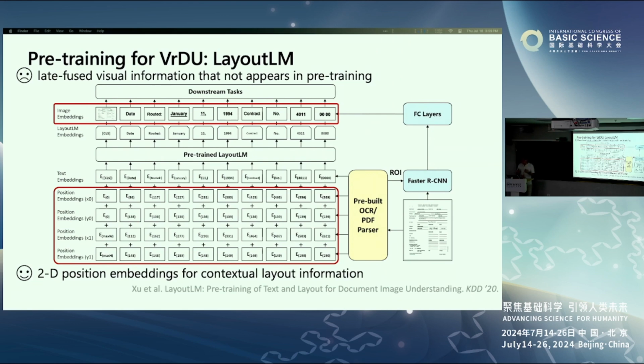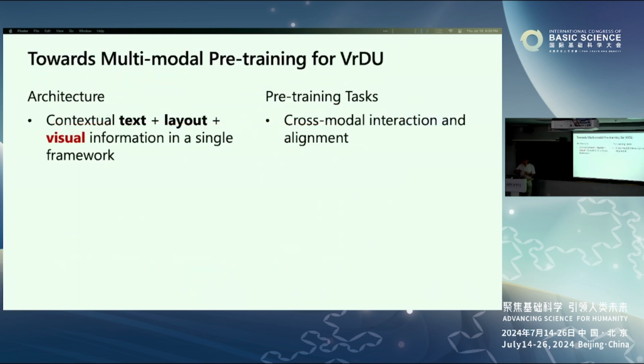As we can see, in the pre-training of visually rich document LayoutLM, the 2D position embedding for contextual layout information is very effective. However, we use the image feature at the very end of the architecture. It's a late fusion of visual information, which does not appear in pre-training. So we are seriously considering using the visual information during pre-training, and we hope we can get better performance. So here is our goal.